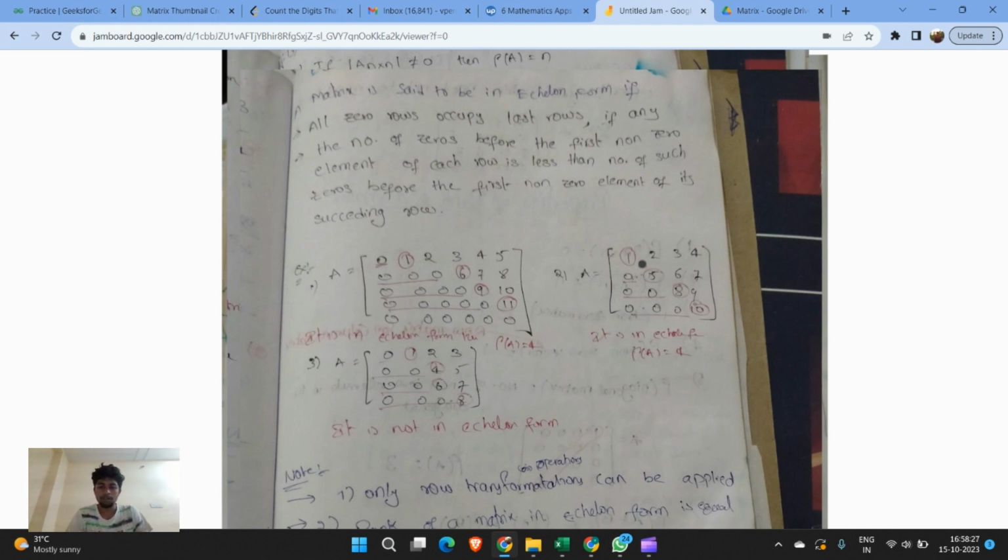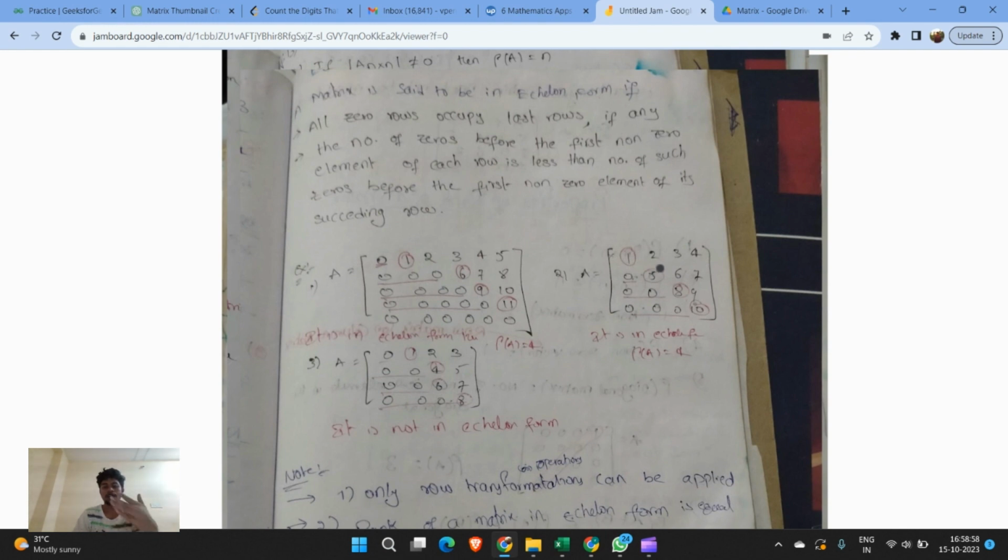So consider this example, 1 2 3 4. From top to bottom, this row has 1 zero, this row has 2 zeros, this row has 3 zeros. It is in echelon form because the number of zeros is increasing, and that too before the value. In this case, it is a 5. If instead of 5 it is a 0, then it is not in a proper echelon form. If the 6 is also 0, then it is not at all in echelon form.